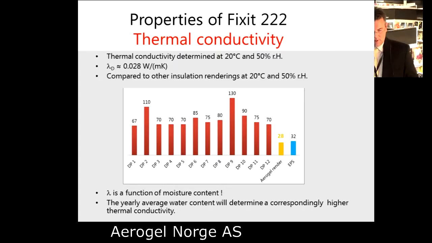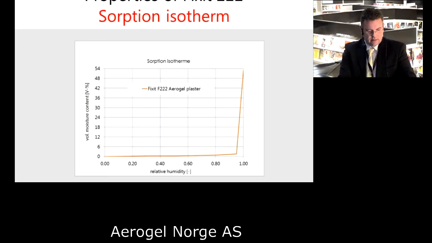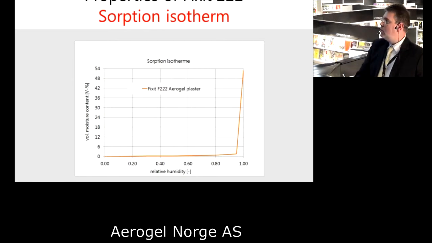The thermal conductivity is also a function of the moisture content, as it is the case for all insulating materials. That means that a high moisture content leads to a higher thermal conductivity.